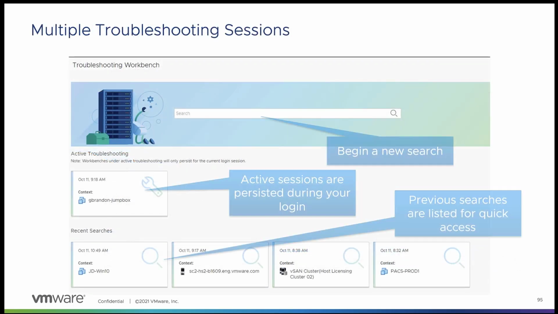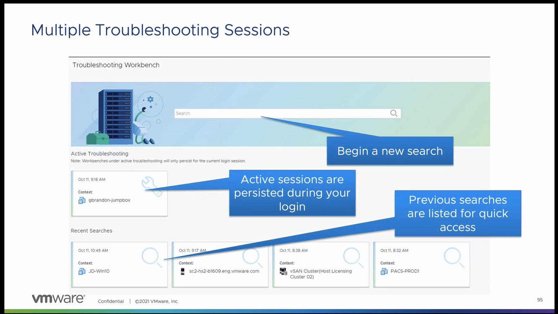The last thing to point out here is that we can have multiple troubleshooting sessions going. If we go to that troubleshooting workbench, we can search directly from there. So if we have an object that we want to look for specifically, we can search for that. Any active sessions are going to be under active troubleshooting sessions, and that persists through your login. And if there are searches that have been done previously, we'll notice those at the bottom under recent searches, if it might be after the login that we started it in.